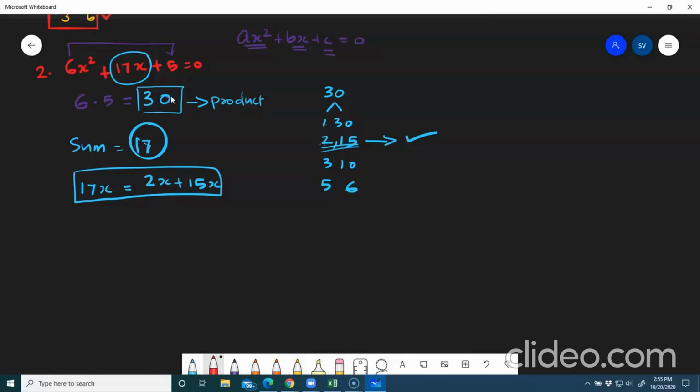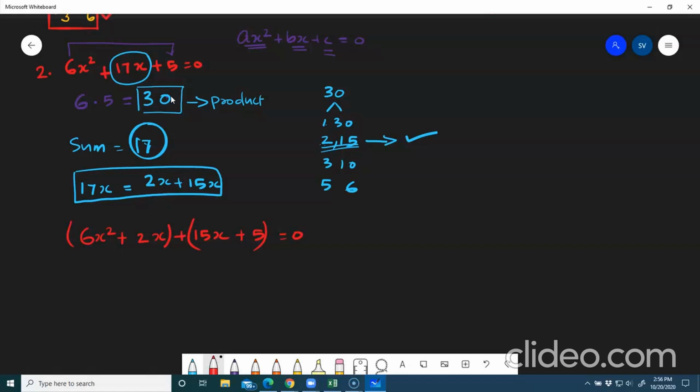So then what will be the equation? It will be 6x squared plus 2x plus 15x plus 5 equal to 0. This is the very basic, very important step of this particular problem. So 6x squared plus 2x plus 15x plus 5 is equal to 0. In the next step, just put two parentheses in between these two.